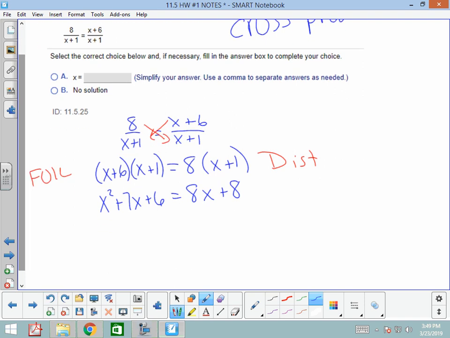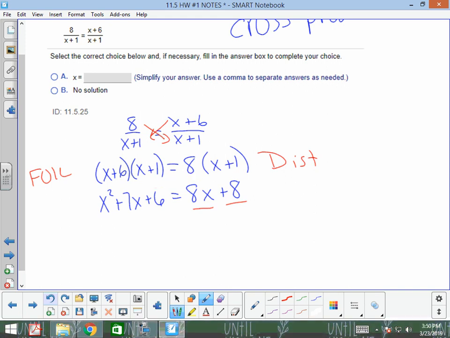I do have an x squared term, so I want to move these 2 terms to this side where my x squared term is. So I'm going to subtract 8x, and I'm going to subtract 8. Now notice I lined up my like terms. So I have x squared minus x minus 2 equals 0.